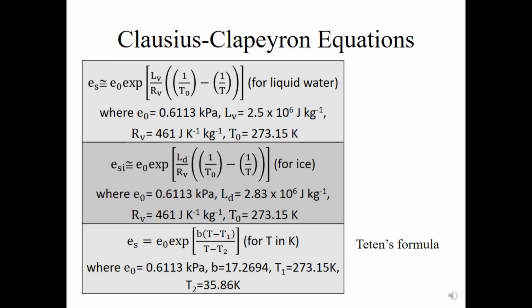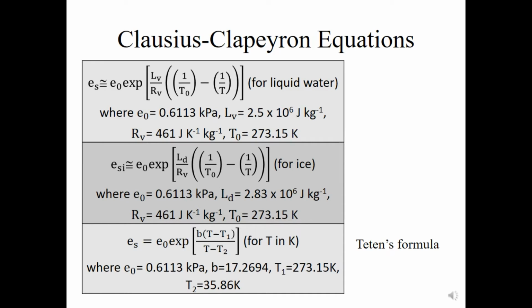So from the video, you actually were able to see how the Clausius-Clapeyron equation was derived. And in the top here, we have the water saturation vapor pressure for liquid water, where we have our L sub V, which is the latent heat of vaporization, over R sub V, 1 over our reference temperature T naught, minus 1 over our actual temperature. And our constant out front is E naught, which is 0.6113 kilopascals.